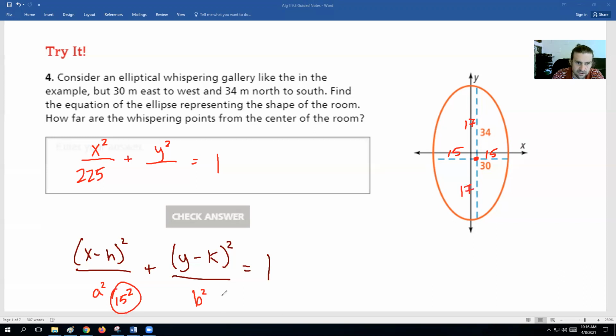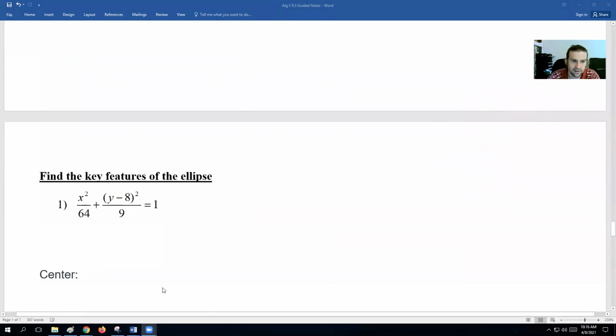To figure out the up and down number underneath, we're going to take 17 and square it. 17 squared is 289. So there'd be the equation that represents this graph. Hopefully this isn't too bad.